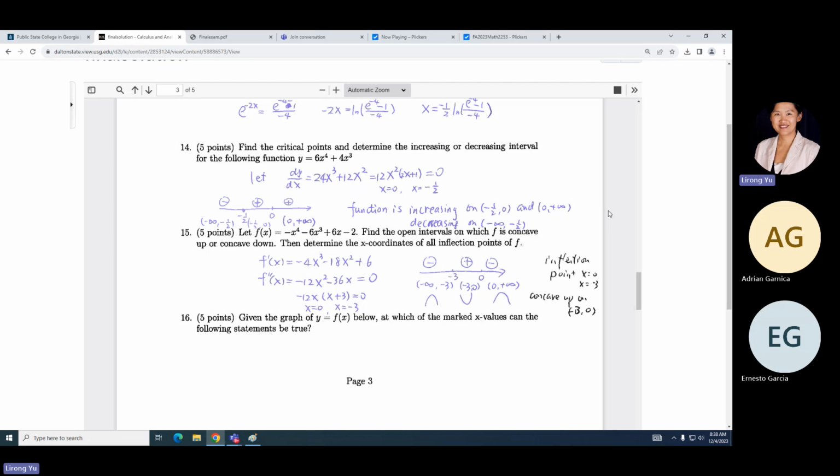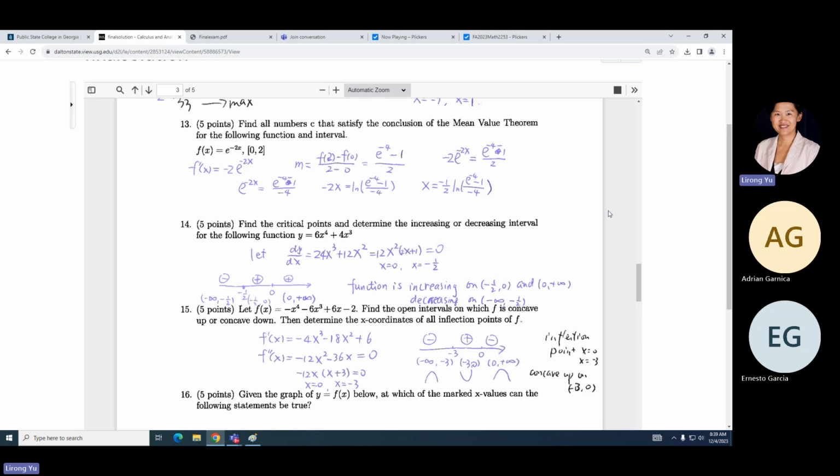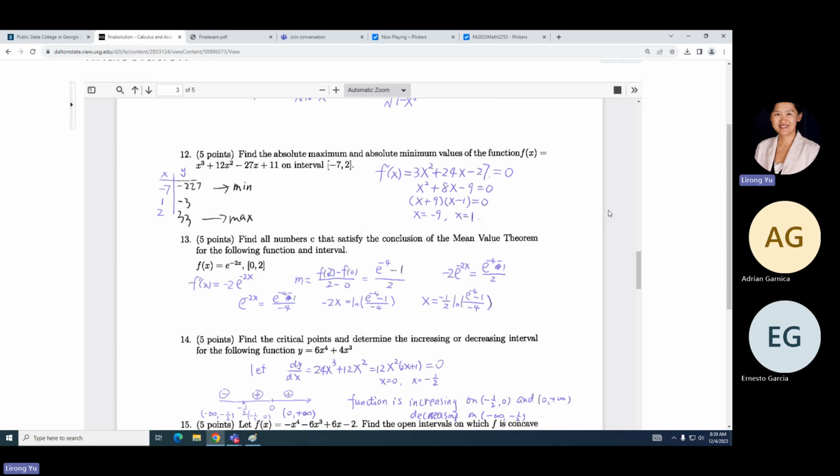And number 14 is about increasing, decreasing. In order to find out increasing, decreasing, we should find the first derivative. The first derivative allows you to understand increasing, decreasing behavior. So I set the derivative equal to 0, and then those two numbers allow us to mark the number line, which is divided into 3 intervals. On each interval, we're going to know if the derivative is positive or negative, which then allows us to figure out increasing, decreasing. So 14 is about increasing, decreasing behavior.